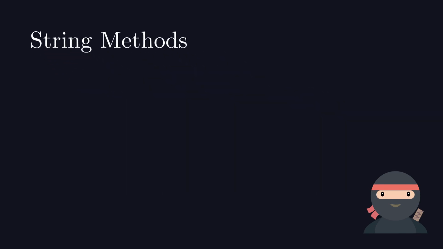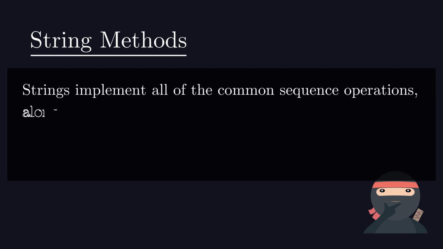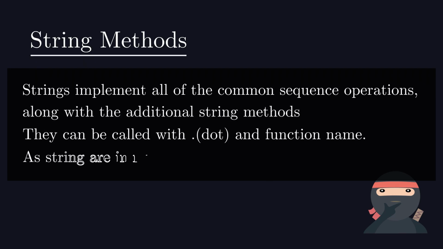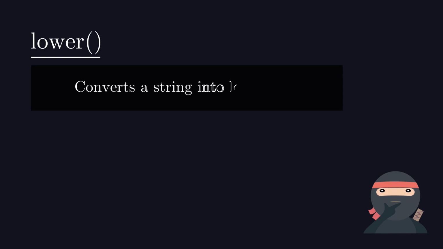Strings implement all the common sequence operations along with additional string methods. They can be called with a dot and the function name. As strings are immutable, all functions return a new string. The lower method converts a string into its lowercase version.